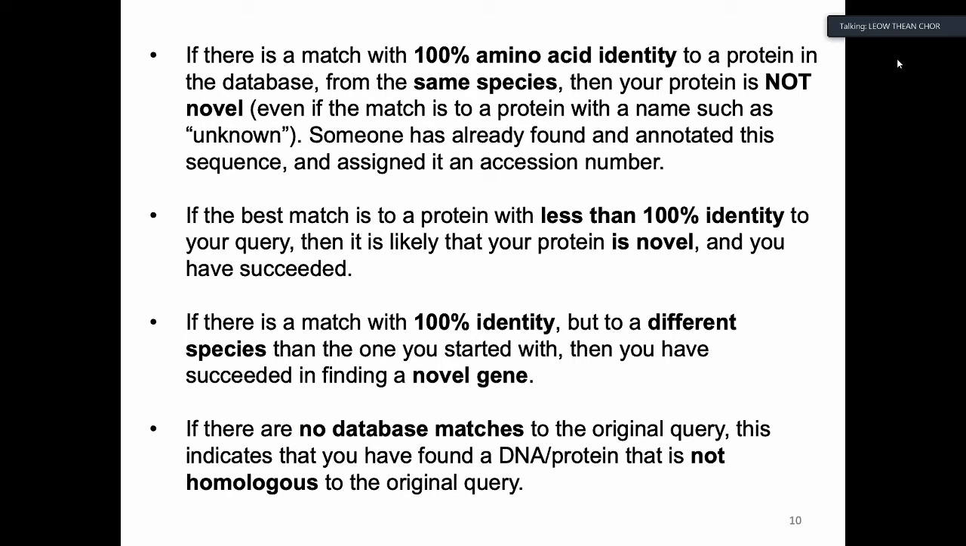And the gene is novel if it matches less than 100%, or even 100% but to a different species. So if after you perform BLAST-X and also BLAST-P, the first match does not belong to Aquilegia, we can conclude that this is a novel protein. It can be 100% or less than 100%, but it has to be a different species. If there is no database match, it means the DNA or protein sequence is not homologous to the original query protein.